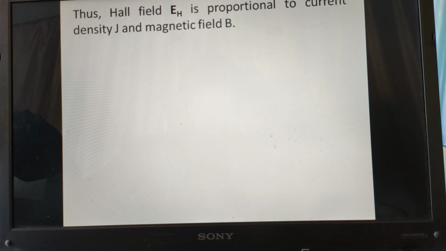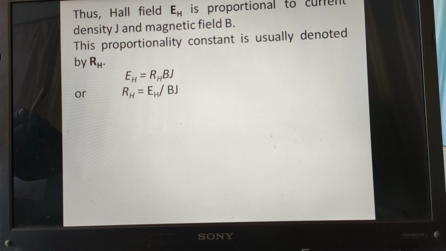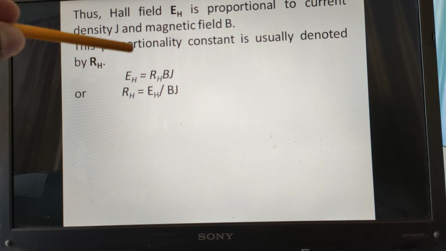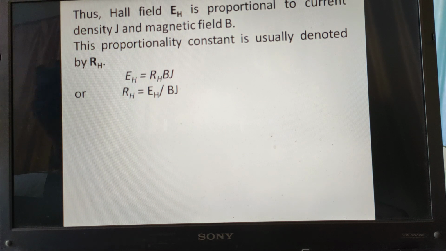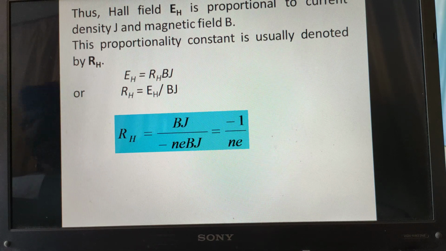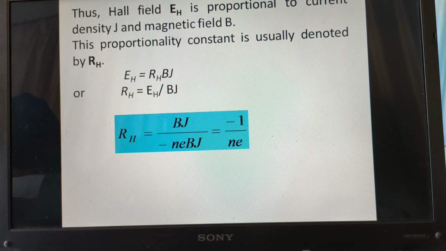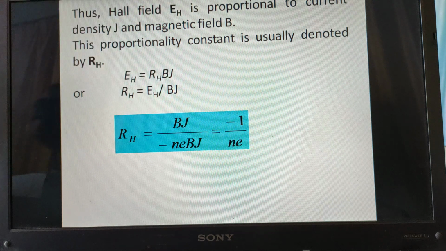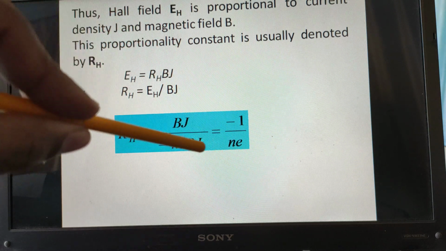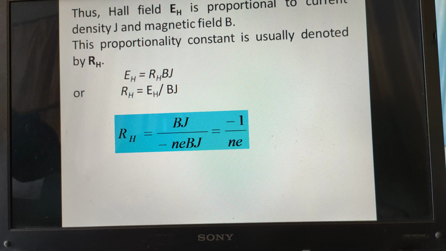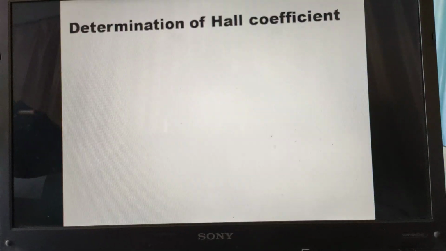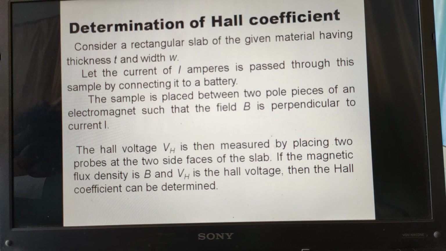So the Hall field is proportional to the current density as well as the magnetic field. We can also write this as EH is equal to RH VJ, and RH is equal to EH divided by VJ. So this simple formula, RH is equal to 1 upon NE. This is minus 1 upon NE for electrons, that means n-type semiconductors, and this becomes positive 1 upon NE for holes. So either we have 1 upon NE or 1 upon PE, where P is for holes, N for electrons. This is the way to calculate the Hall coefficient in your labs.